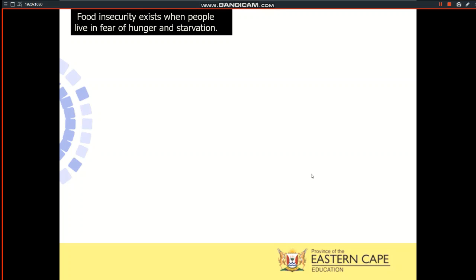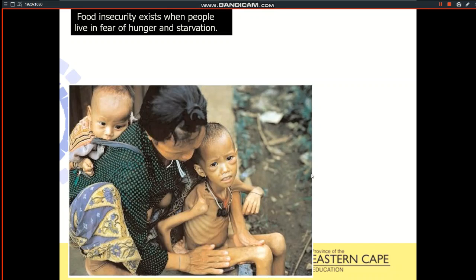What is food security and how does it contribute to our country and to people? Food insecurity is the opposite of food security. It exists when people live in fear of hunger and starvation. It's basically when people are hungry and starvation exists. That is what you see in countries, especially where we have problems such as malnutrition as well.